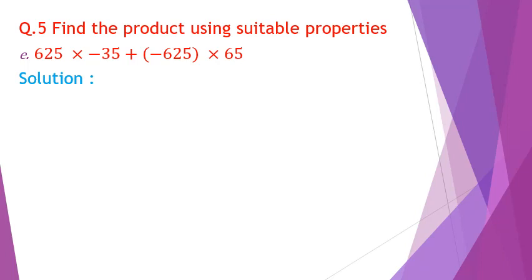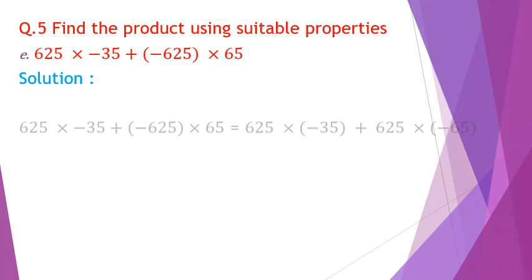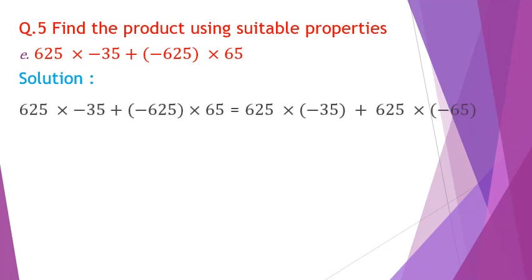Here, in the first term, the negative sign is with the 35, but in the second term, the negative sign is with the 625. So, before starting the answer, we can shift the negative sign in the second term to 65, because we can apply the rule A into minus B equal to minus A into B. So the question can be written as 625 into minus 35 plus 625 into minus 65.